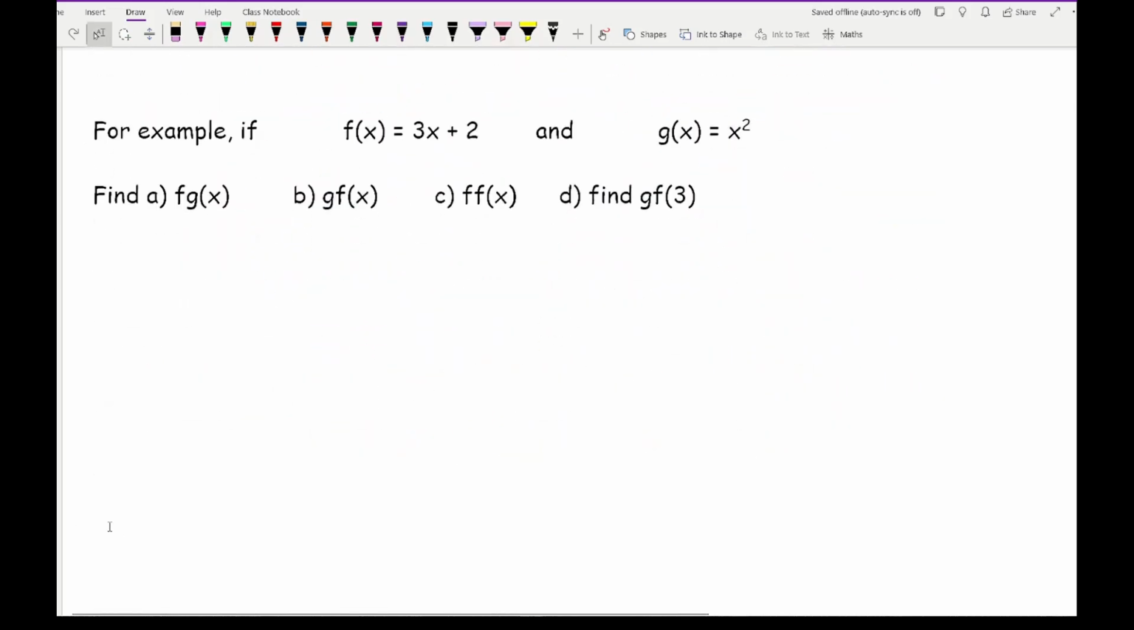So let's have a look at some composite functions. Here we've got a function of f of x equals 3x plus 2, and we've got another function of g of x equals x squared. What this question is asking us to do is to find the function fg of x. In terms of this, the order in which things are written is really, really important.